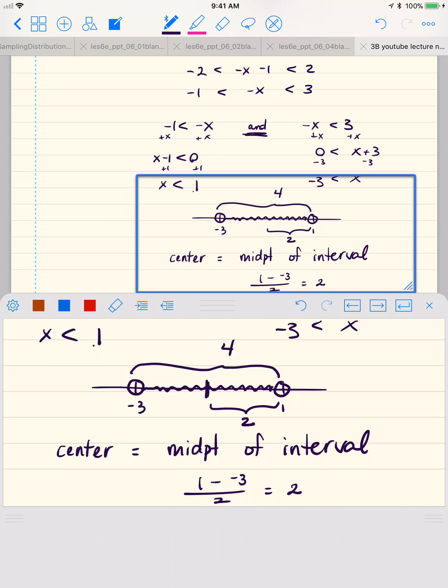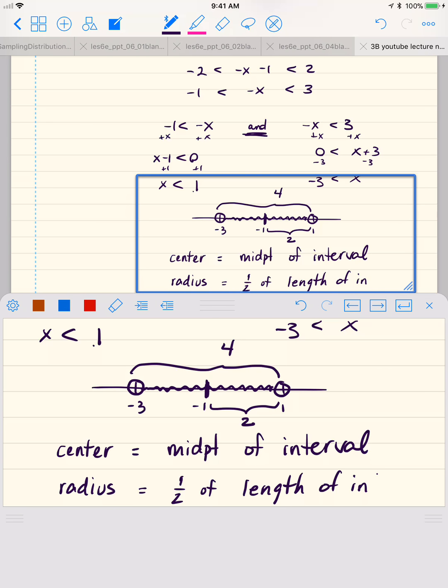And so what number is in the center? -3 plus 2, which would be -1. That makes sense. Okay, so the center is the midpoint of the interval, and the radius of convergence is half of the length of the interval.